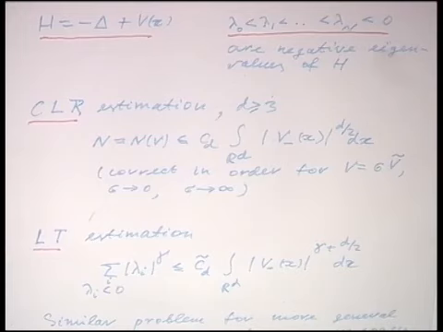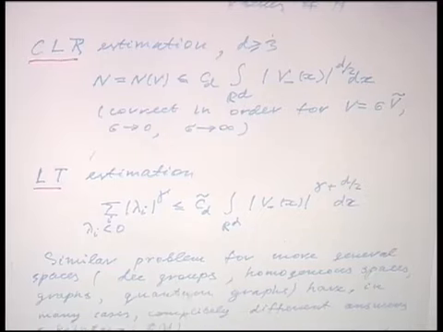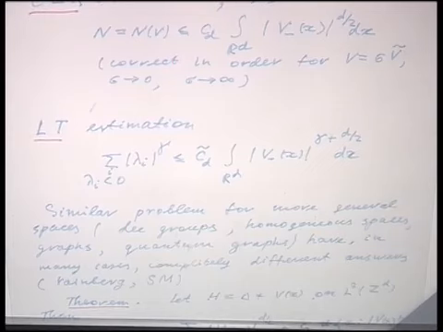If the well is deeper and deeper, then the number of negative eigenvalues will increase, exactly as the coupling constant to degree 3/2 in dimension 3. But the Lieb-Thirring estimation is the sum of the negative eigenvalues to some degree gamma. Also very important is the estimation of the stability of matter and so on and so forth. And Lieb published several papers with applications of such estimations.